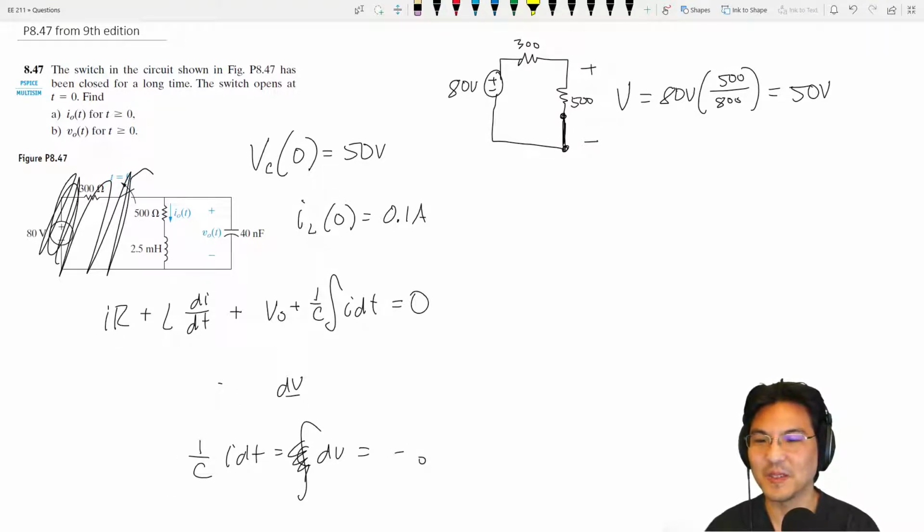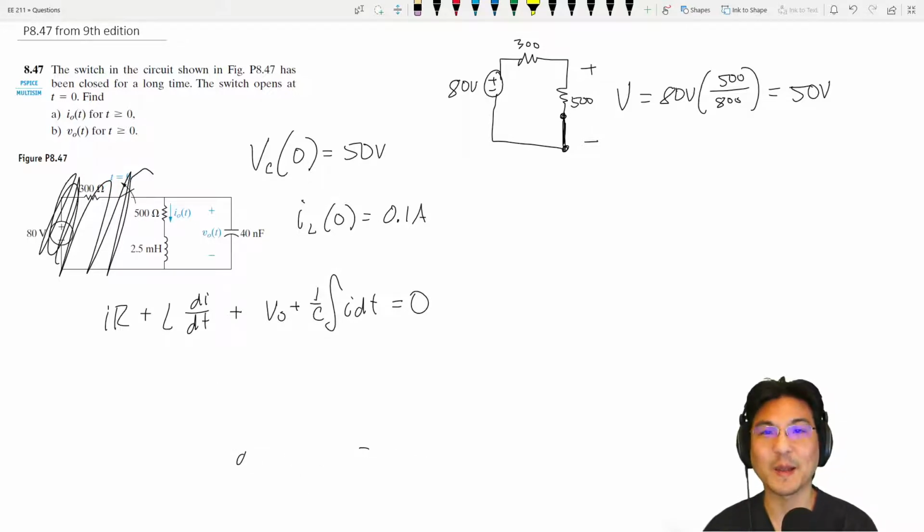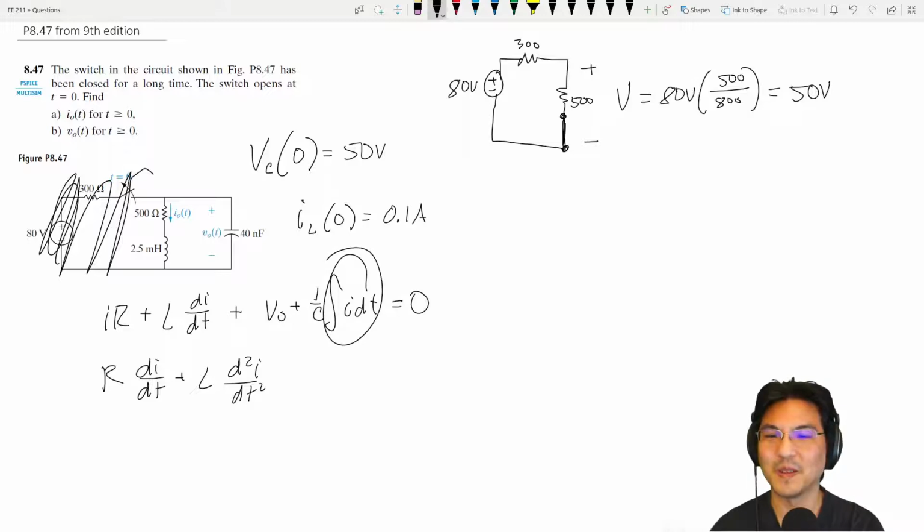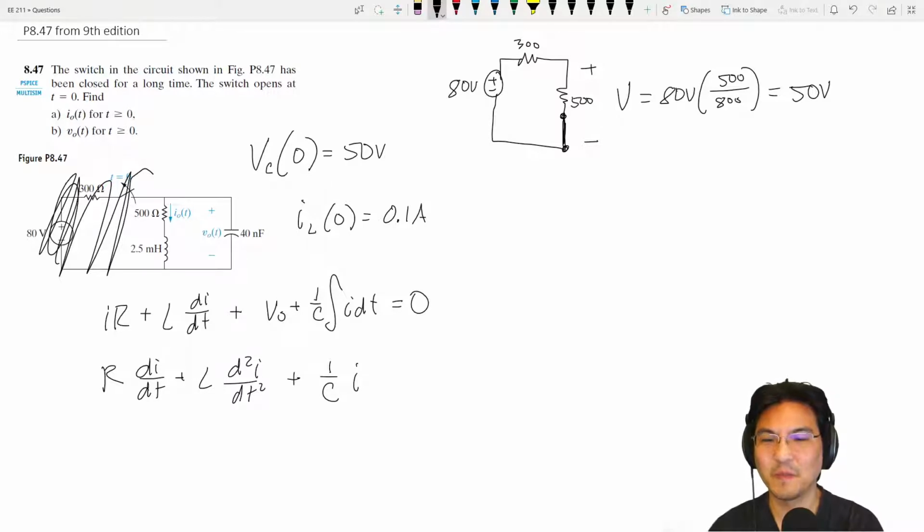Okay, which I don't want that integral in there. So we can take a time derivative of the entire equation. So then our di/dt, L, second derivative, the time derivative of a constant is 0, and the derivative of an integral would just leave us with I. And there we go. Okay, and then this is the highest order term, so let's move that in the front. And let's just divide everything by L. So the leading coefficient is 1. Okay, so plus.